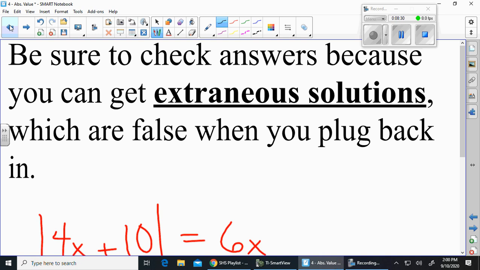So that is what solving equations is. There's a short little assignment, probably about 10 questions, solving absolute value equations on Delta Math. You'll have another video tomorrow on inequalities.